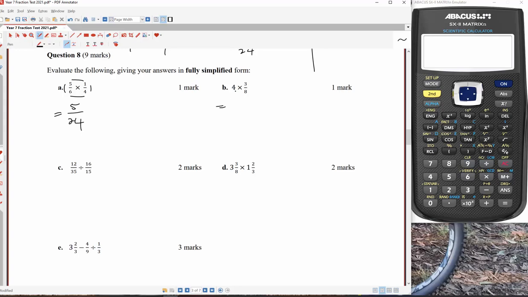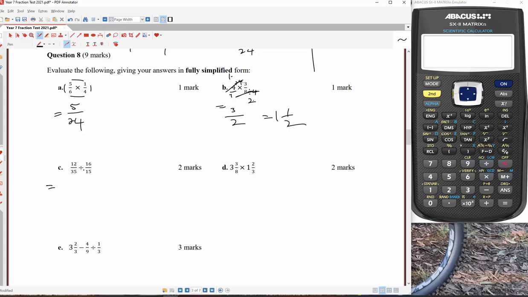This one here, we'll write that as 4 over 1, and note that 4 goes into itself once and goes into 8 2 times. 1 times 3 is 3, 1 times 2 is 2. Many students converted that, that's fine.